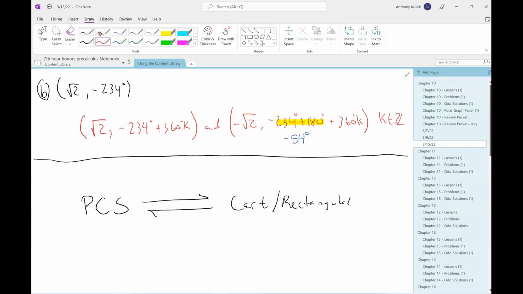So anyways, this is actually pretty easy. To go from polar to Cartesian, we need to generate an x point and a y point.